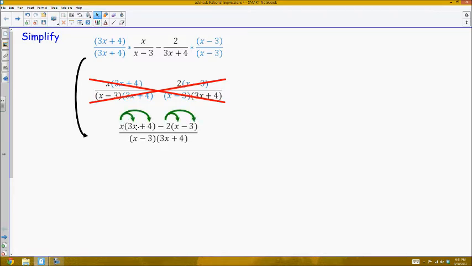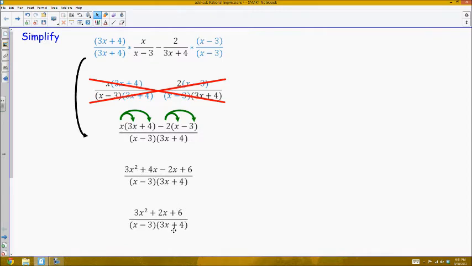I'm going to distribute my x into my first binomial and my -2 into my second binomial, which will give me this expression. So again, that x into this first binomial will give me the 3x squared plus 4x, and I'm distributing the entire value -2, so -2 into x gives me -2x, and -2 into -3 gives me a +6. Once I have this, I'm going to clean it up a little bit by combining my like terms. So I'll get an expression that looks like this by combining these two similar terms here.